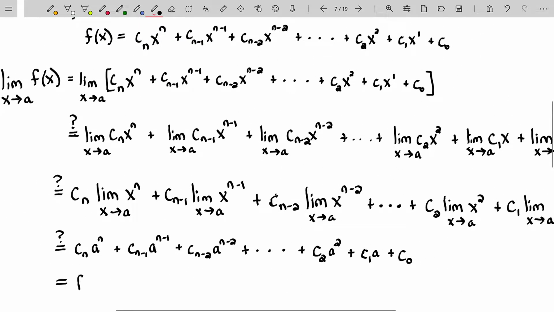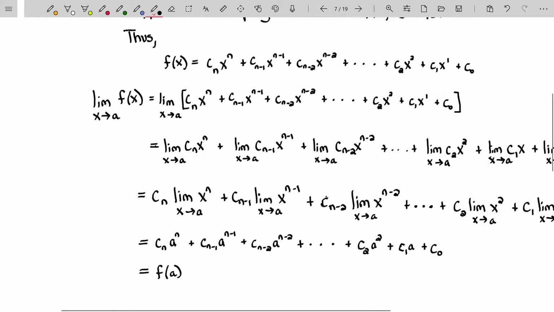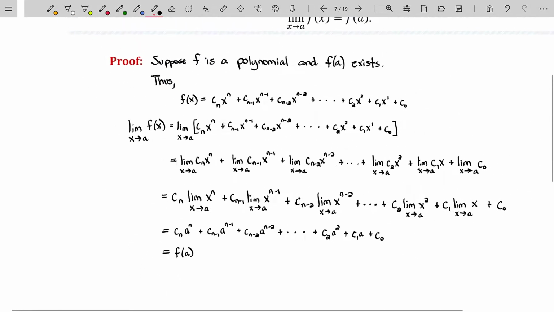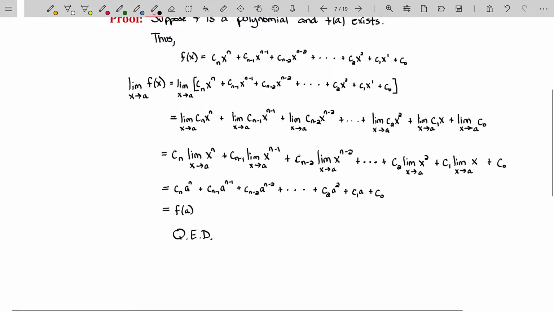So this is actually f at a, and I happen to know f of a exists because the function is defined at a. A is in the domain of f. And so these equalities with the question marks actually are equalities because it ends up being a finite number. It exists because f of a exists. So there we go. We've proven that the limit as x approaches a of f of x is equal to f of a if f is a polynomial. QED, quod erat demonstratum. So it has been demonstrated.